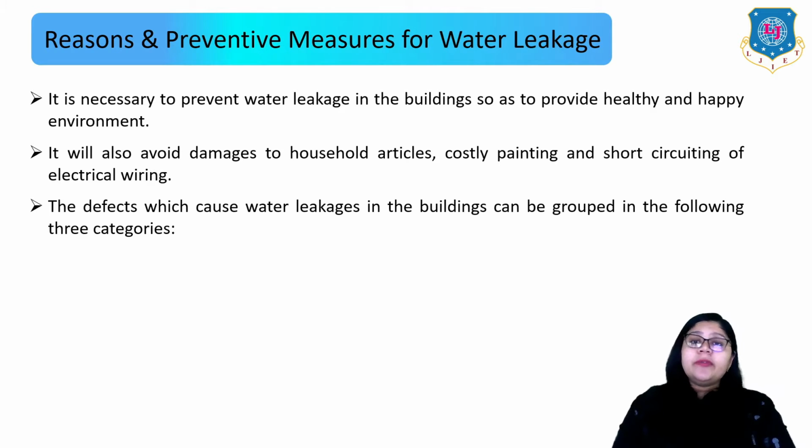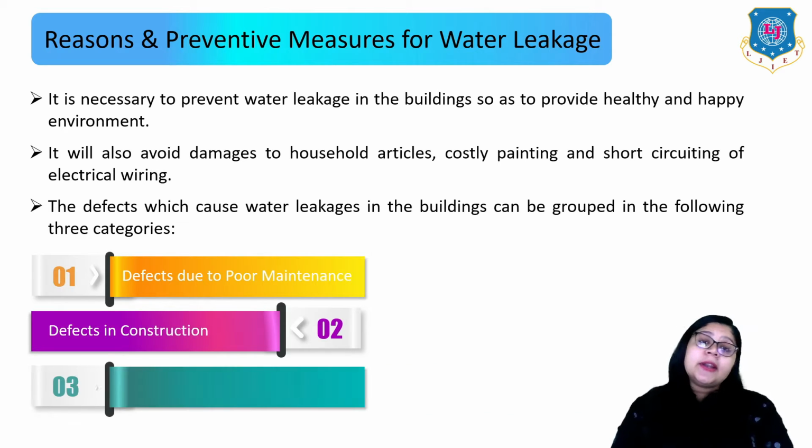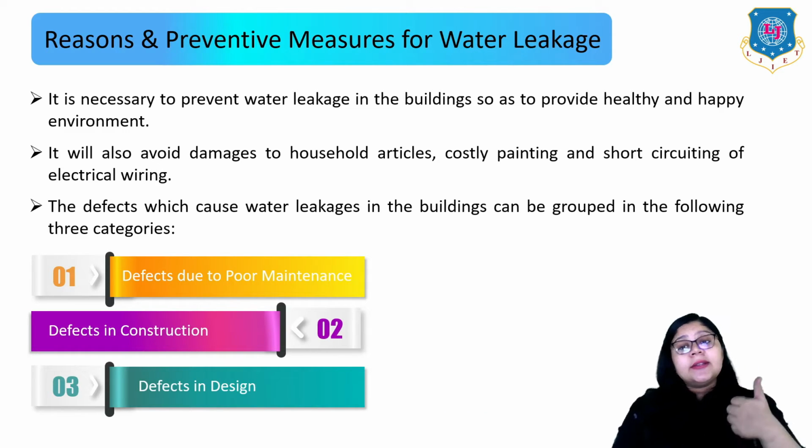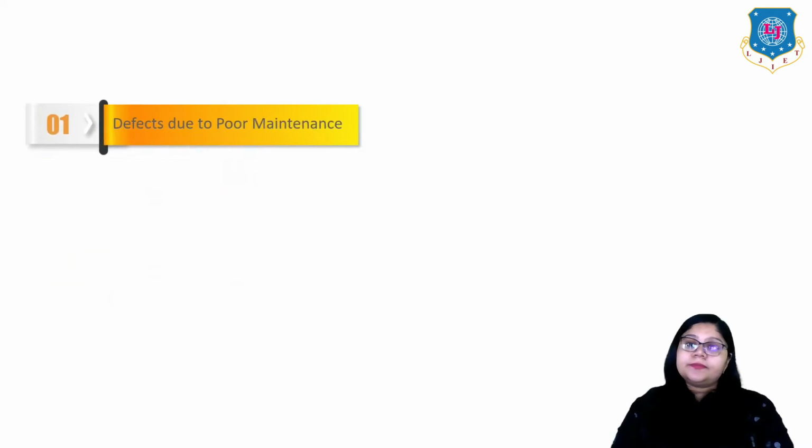So, it is necessary to prevent water leakage in all the buildings so as to provide a healthy and happy environment. It will also avoid damages to household articles, costly paintings, and short circuiting of the electrical wiring. The defects which cause water leakages in the building can be grouped in the following three categories. The first one is defects due to poor maintenance, second is the defects in the construction, and third one is the defects in the design. So let us see all three defects in detail.